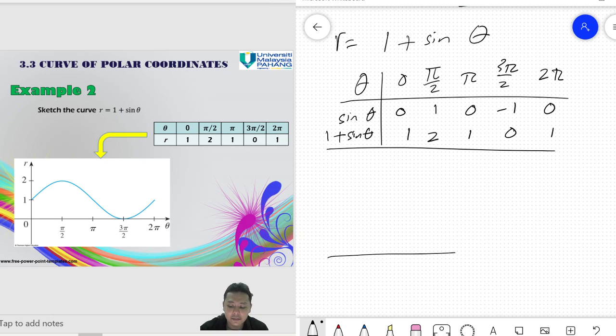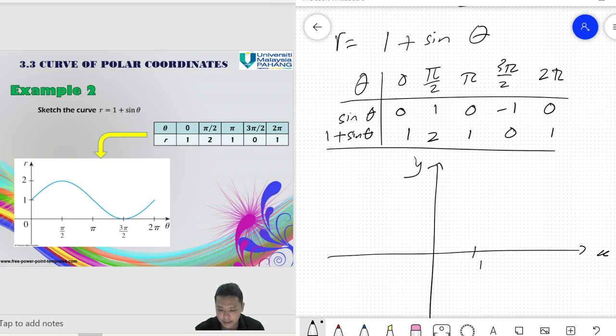Okay, now let's sketch it in the polar plane. It starts when the degree is 0, then it will be at 1. So imagine there's a point here which starts at 1 at the x-axis, and when it rotates to pi over 2 anti-clockwise, the distance grows to 2.